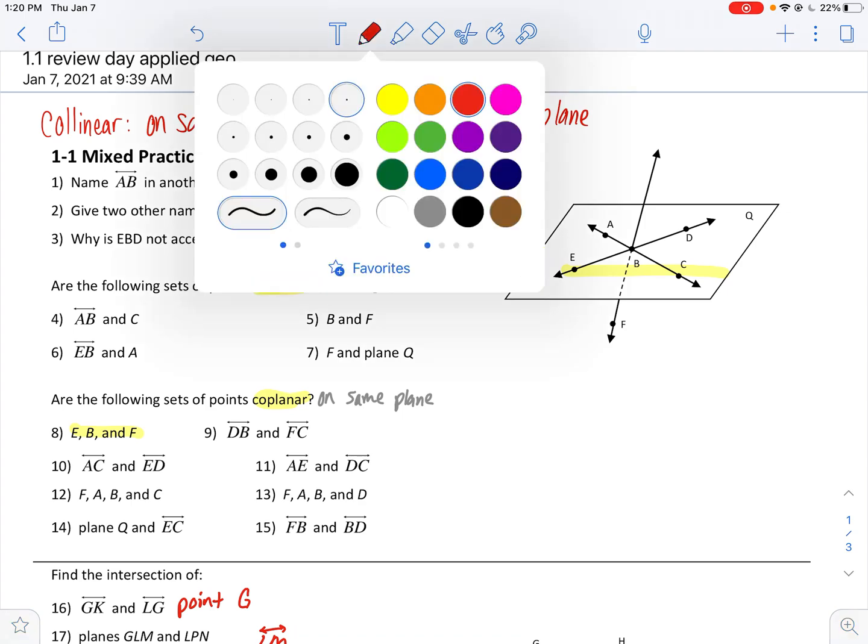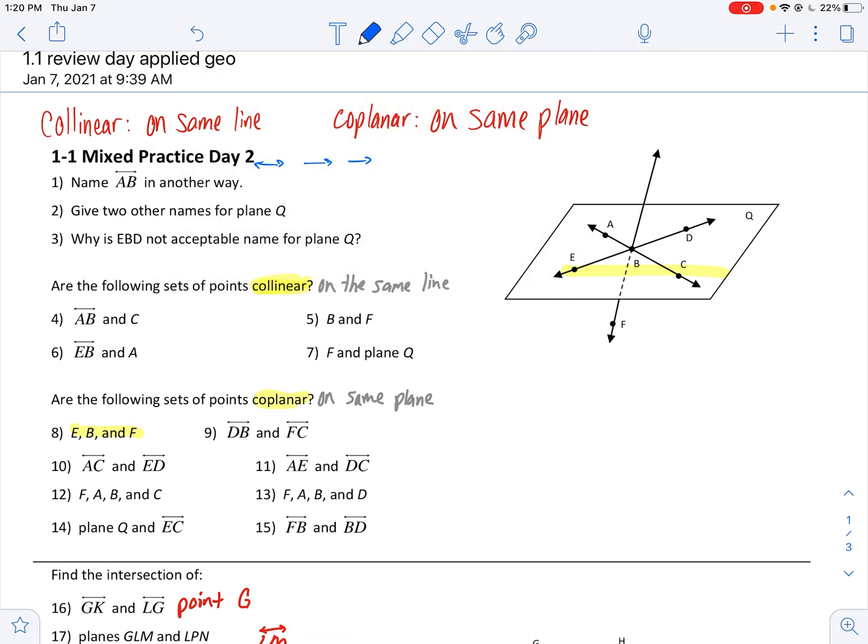So just identifying what those words mean so that we can use them to identify what are my collinear points and my coplanar points. So I'm going to skip down to the last two sections, 4 through 15, and let's look at our collinear and coplanar points. And if you want to pause the video now and try these, you can, or you can just watch the video through and see how the collinear and coplanar points are classified.